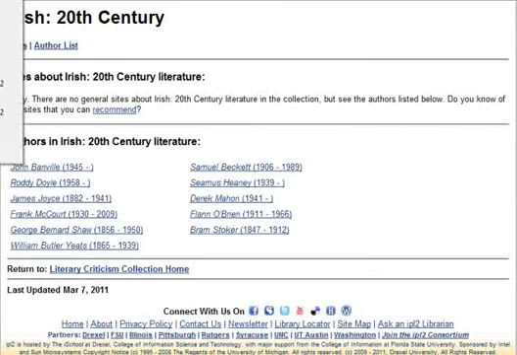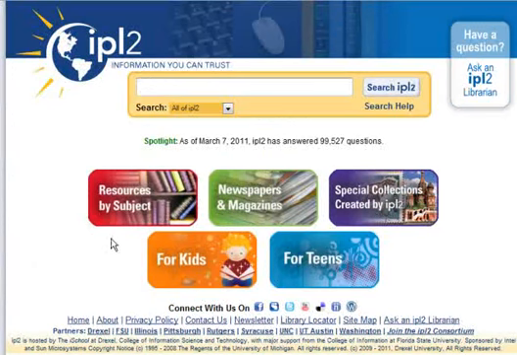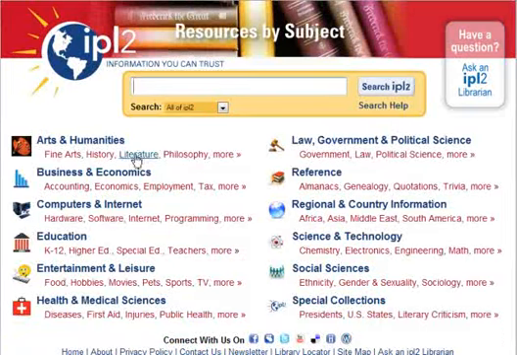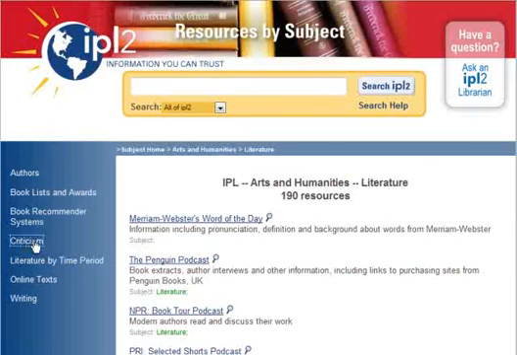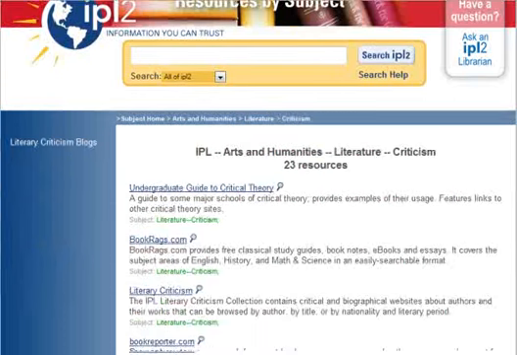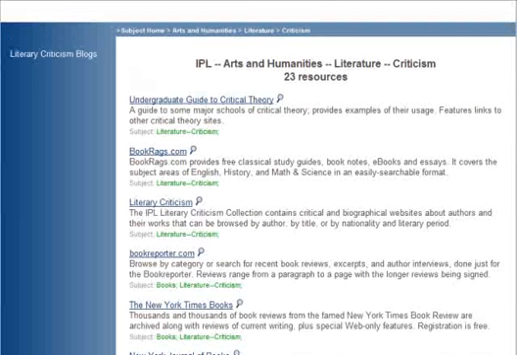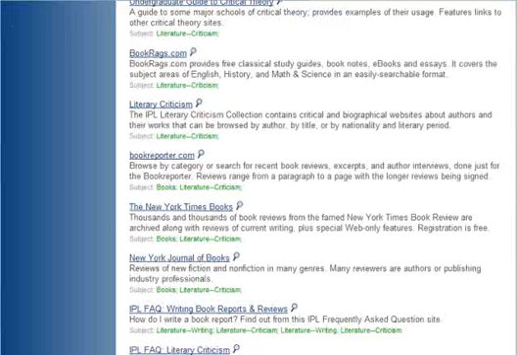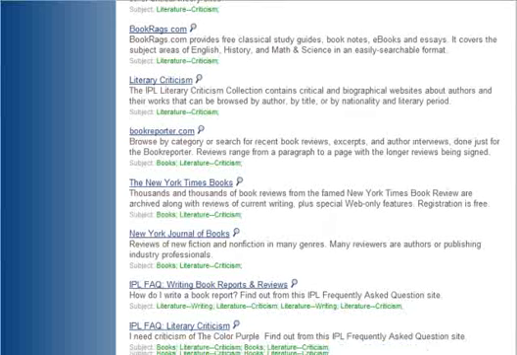The final thing I'm going to tell you about is not within our literary criticism webpage, so we have to go back to the IPL2 homepage, and we would go to Resources by Subject, which I'm highlighting, Arts and Humanities, and Literature, which I'm highlighting, and then you would click Criticism. This is a grouping of resources that devote themselves to literary criticism. Now, there are some resources, like here we have the New York Times, the New York Journal of Books, that are like what I've already shown you, works of criticism about specific authors and about specific books.